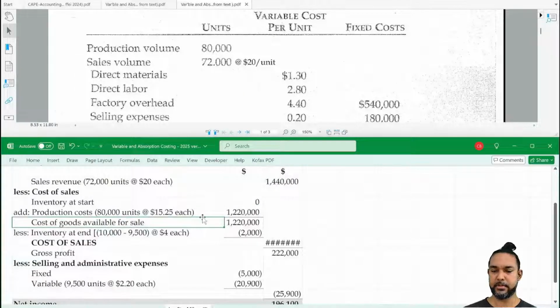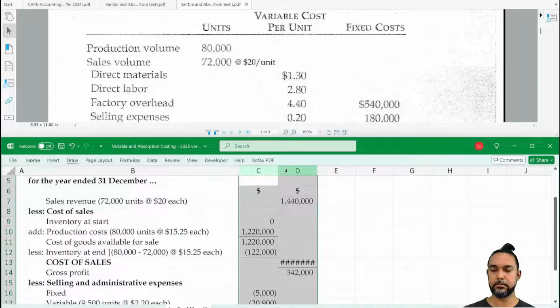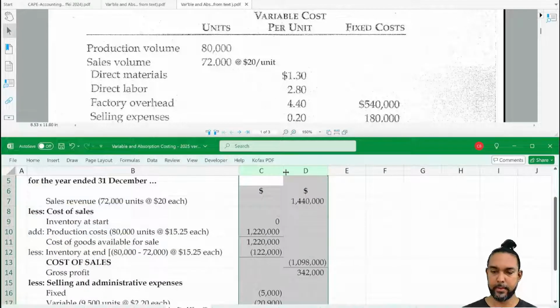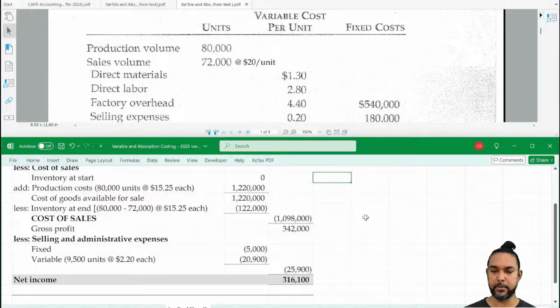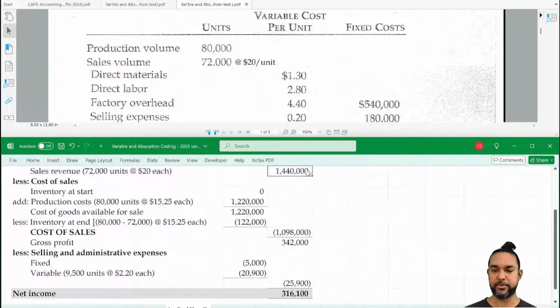Right. Cost of goods available. Inventory at the end. So that was the 80,000 minus the 72,000 at 15.25. So equal to here minus. Right. Okay. Right, so we have a cost of sales of 1,098,000, sales revenue of 1,440,000, so that's 342,000 for gross profit.